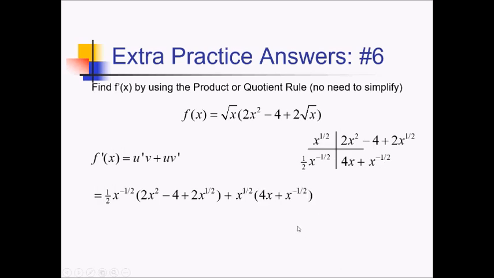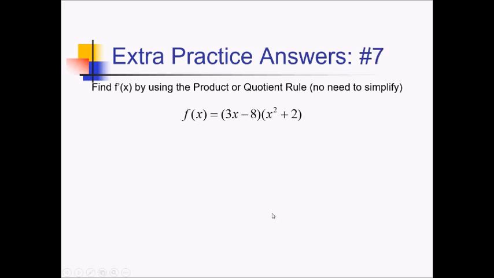They said don't simplify, so how about we just not simplify? For this problem, I'm trying to find the derivative of this using a product or quotient rule. Now, the fastest way to do this would just be distribute it out and use the power rule, at least if you want a simplified answer. But they want product or quotient, so let's go with product because this is a product. So that would be u prime v plus uv prime.